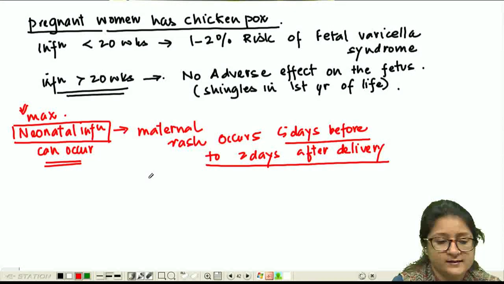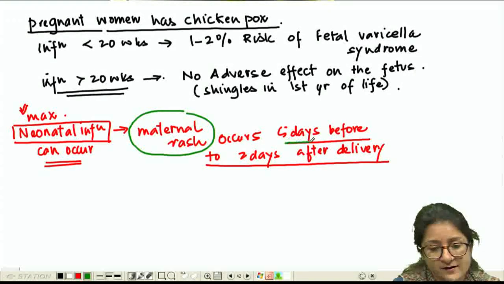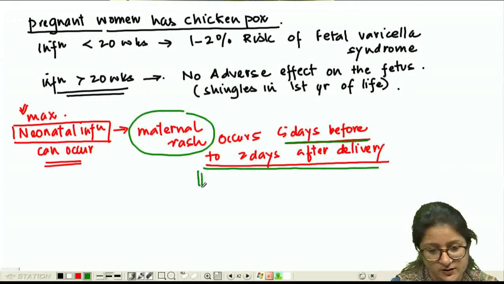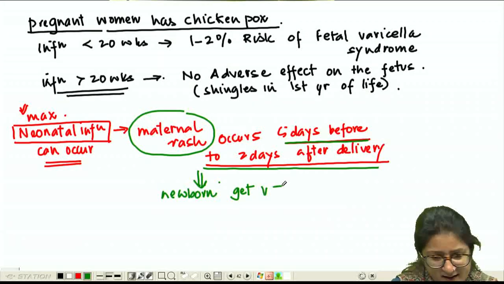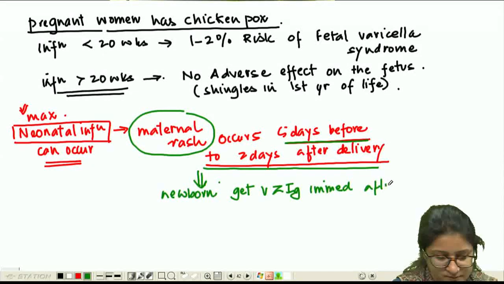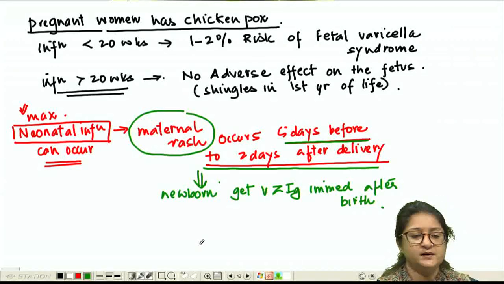In that situation, if a mother has a maternal rash or chicken pox 5 days before to 2 days after delivery, then the newborn should get varicella zoster immunoglobulin immediately after birth, if such a situation happens. If it doesn't happen, then there is no need.